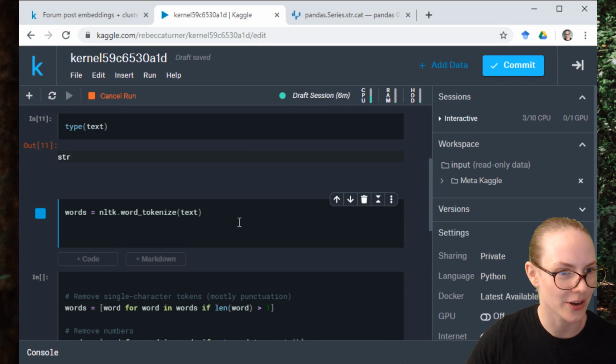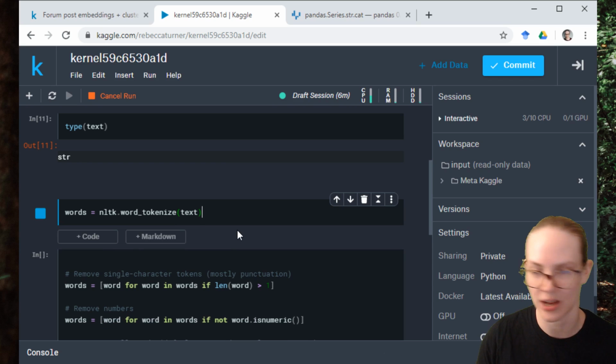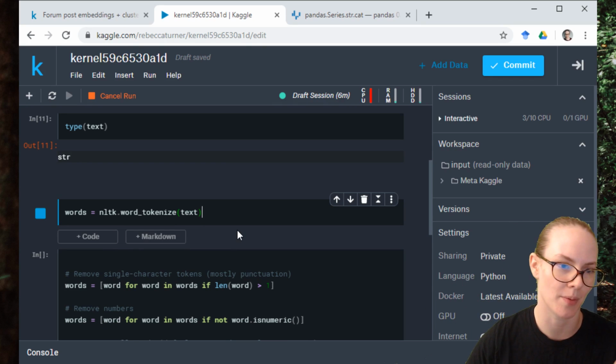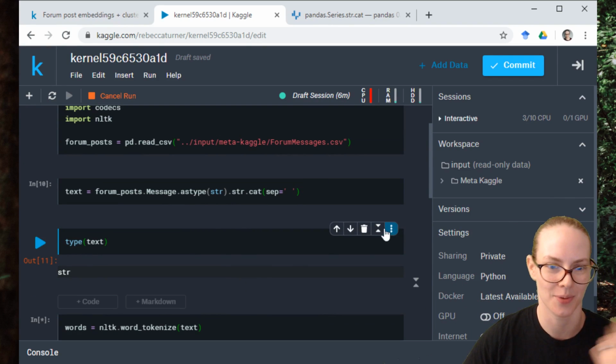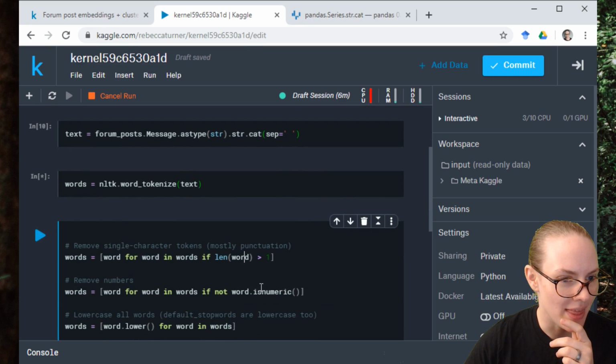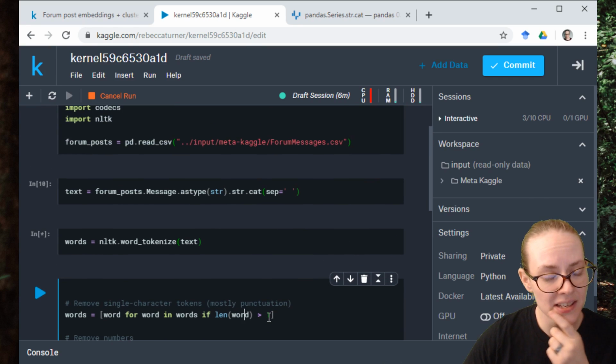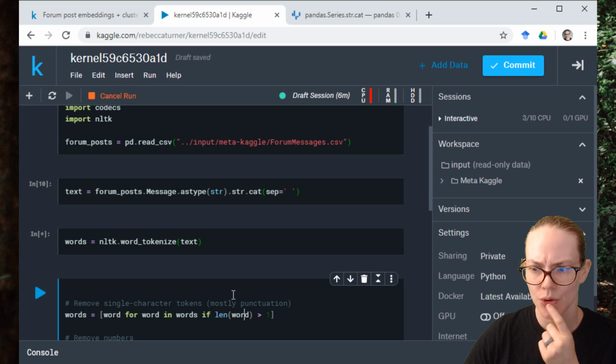Excellent. And tokenizing is just breaking apart all the different words, because remember, we need to count all the different words. So it's the first step in that process. And that's going to take a while, because I think this is all of the forum posts, which is what we're doing, like a 500,000 word corpus. It's pretty big.